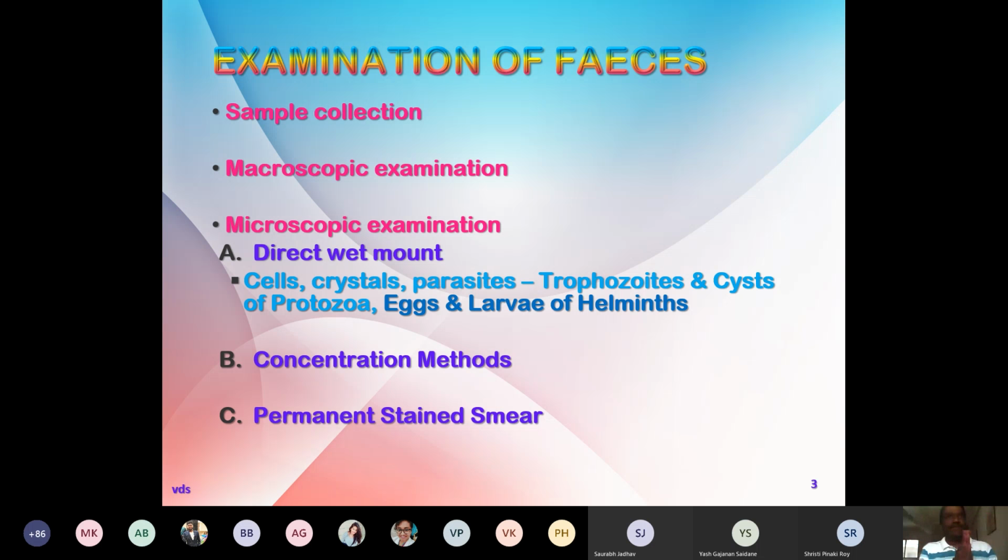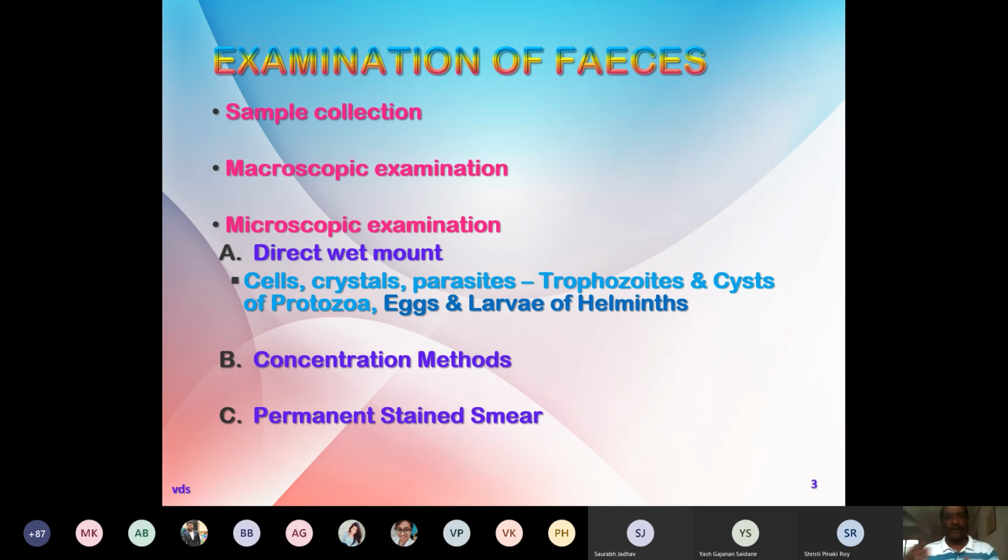So when we are going to the study of diagnostic procedures, the first and foremost important specimen to be collected is the feces, which has great importance in the diagnosis of parasitic infections, because 90% of the parasitic infections are intestinal. Only a few of them are either blood infections or lymphatic infections or subcutaneous infections.